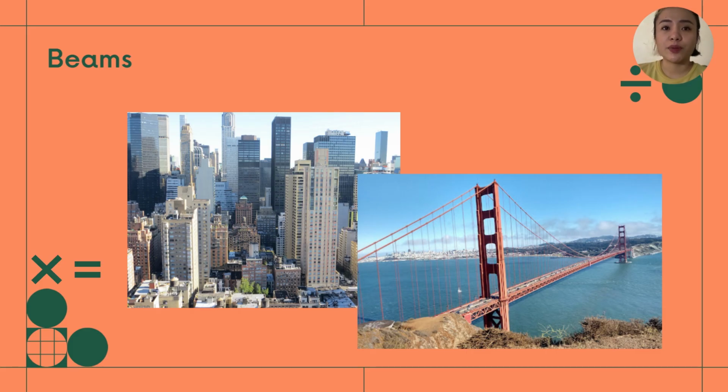Buildings and bridges are made up of a variety of components, such as beams, columns, and foundations, all of which work together to guarantee that the loads carried by the structure are securely transferred to the supporting ground below. A beam is a structural element that can bend and endure enormous loads.